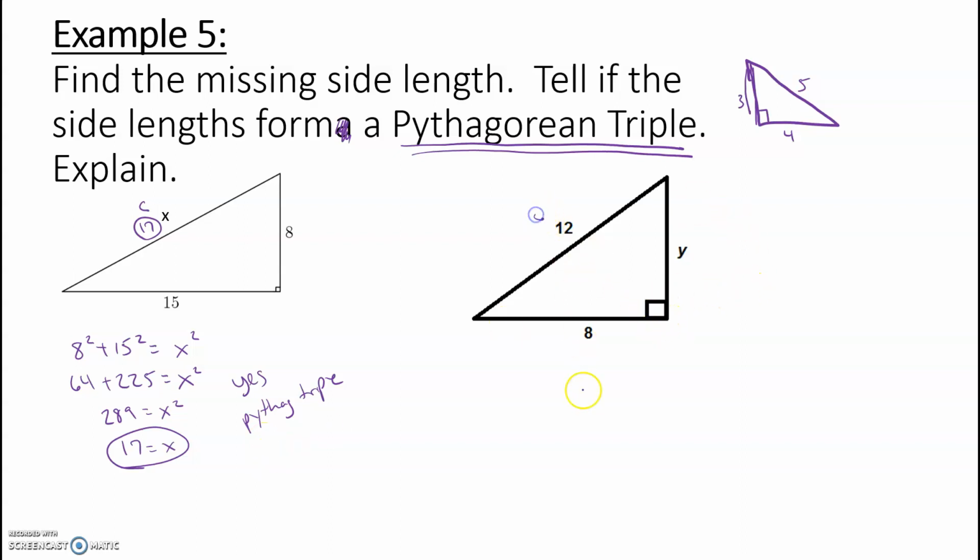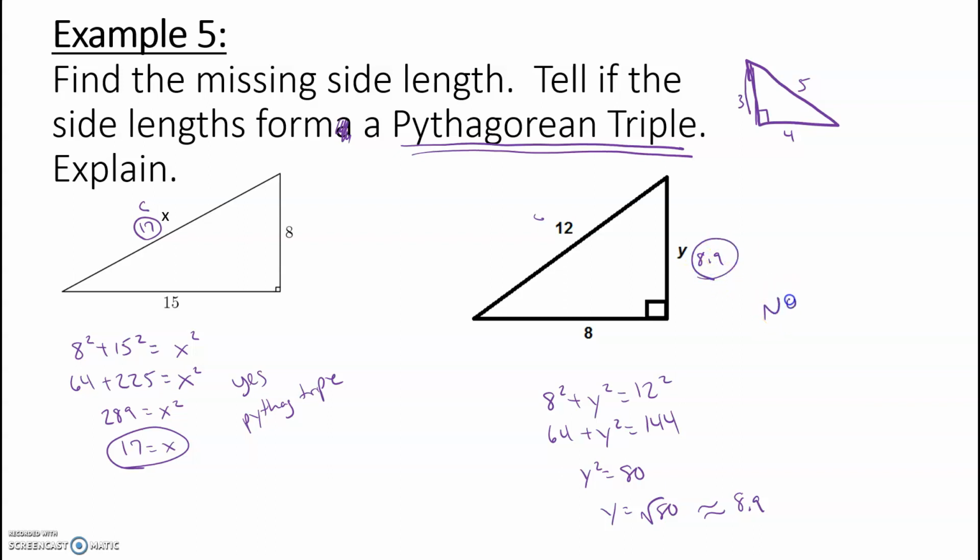Let's do the next one. C is 12, so 8 squared plus y squared equals 12 squared. We got 64. I'm trying to speed it up so I beat the clock. 144. We're going to subtract 64 from both sides. So you got 144 minus 64, and you get 80. And then the square root of 80 is about 8.9. And that right there makes it not a triple. I mean, it's a right triangle, just not a Pythagorean triple.